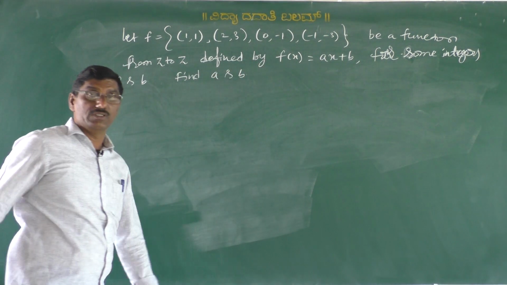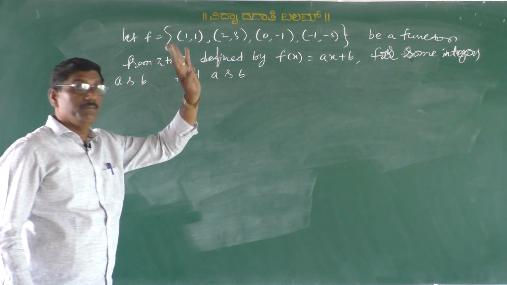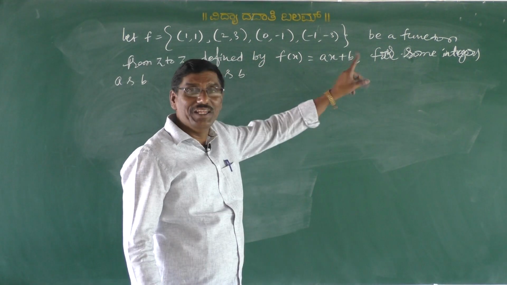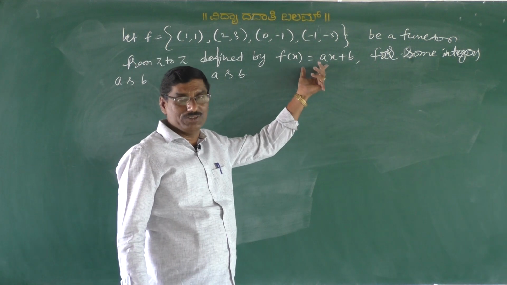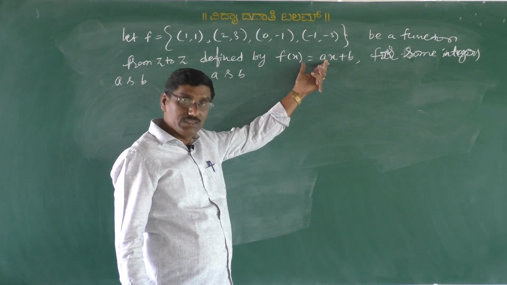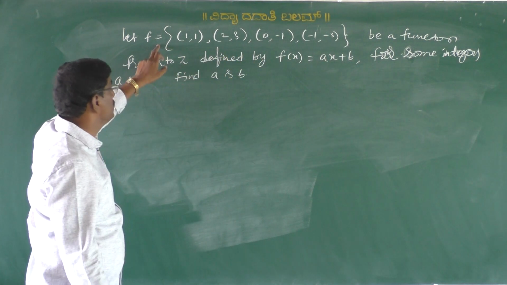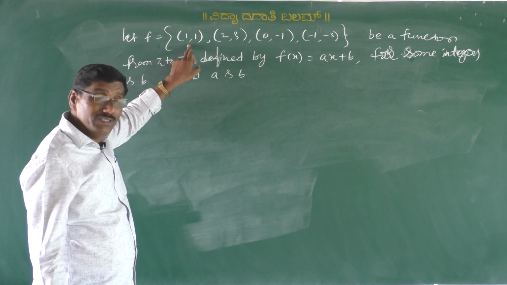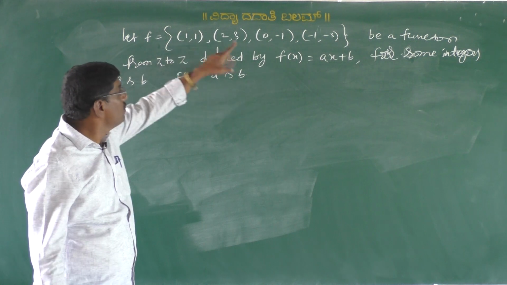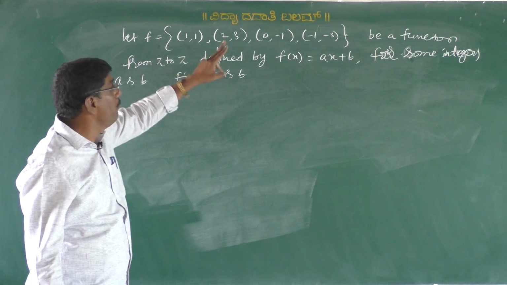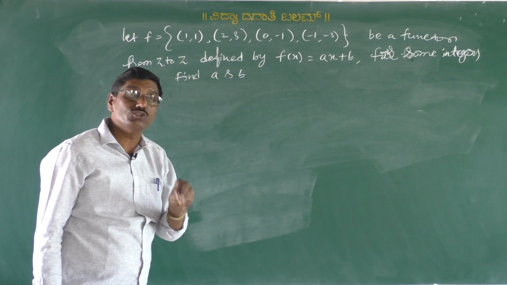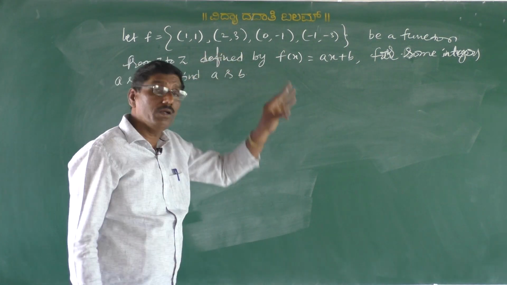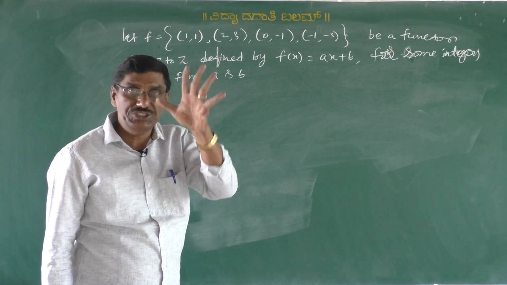Important for the point of examination. Find a and b. This is the given function, my dear students. You know, this is a linear function. By using this given linear function, in these ordered pairs, the first element of the ordered pairs is what we call the domain, and the second element is what we call the range.